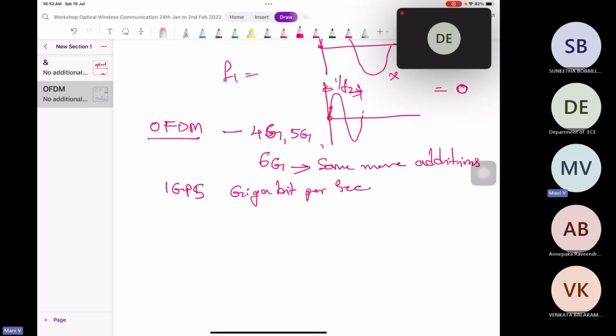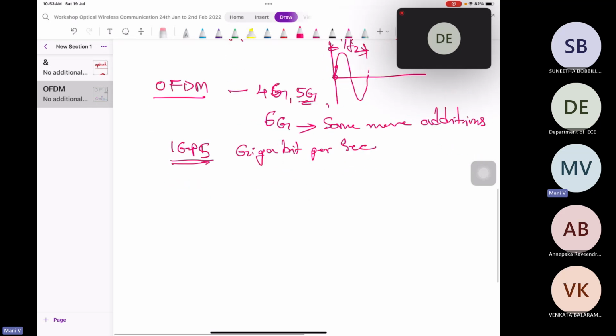1 gigabit per second is the target data rate in your 5G communication system, right? So how do you achieve this 1 Gbps data rate? You know the relation between a data rate and the waveform you are transmitting. You know the relation between frequency and time. Time and frequency are inversely related, right?